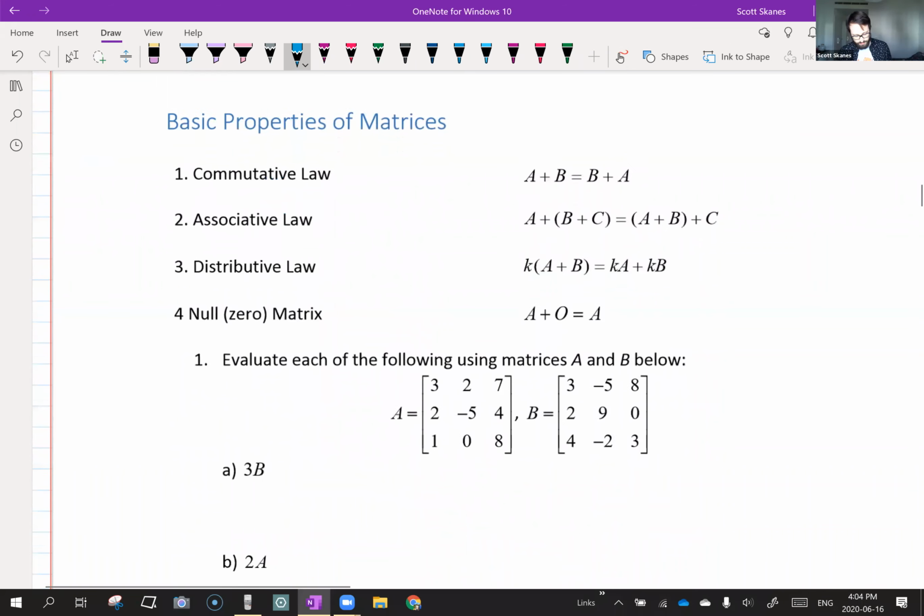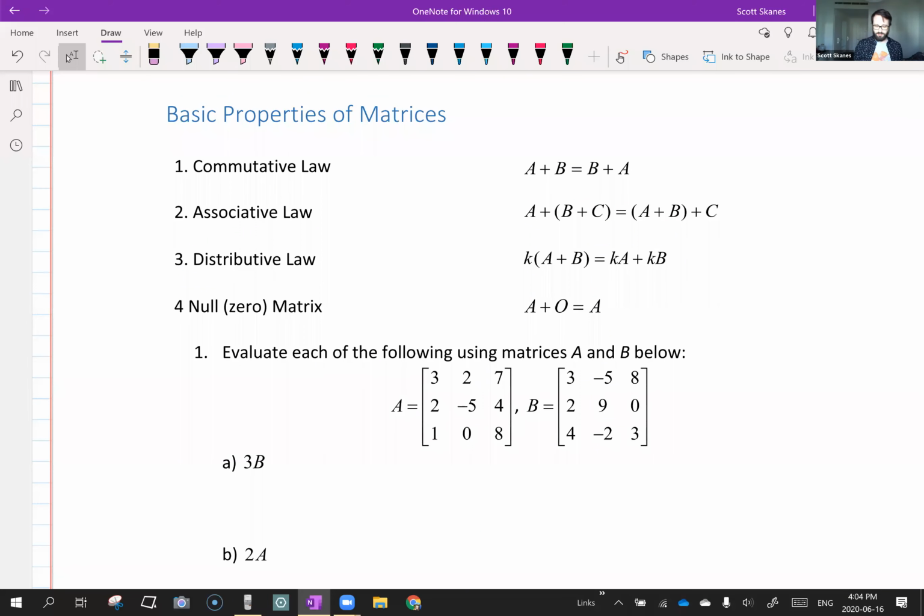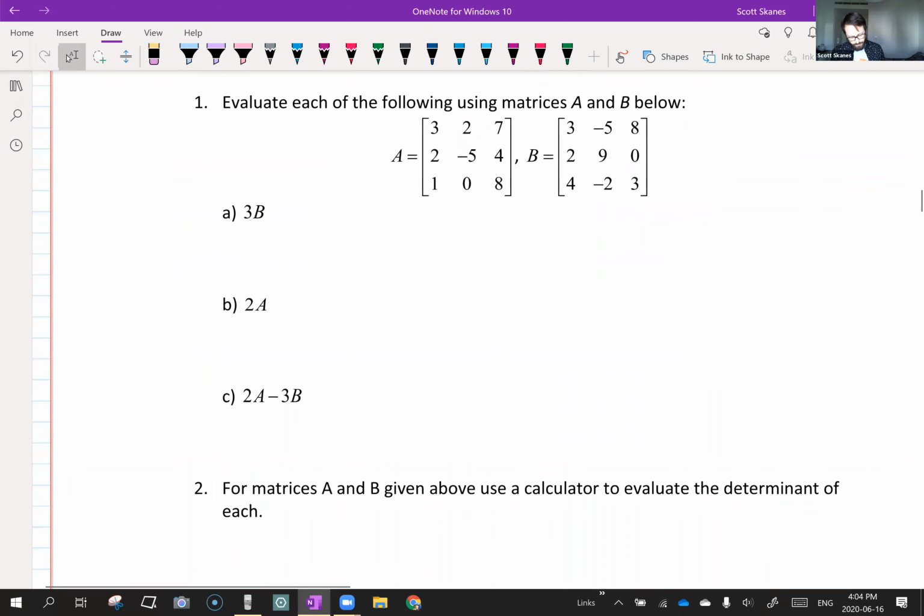What's the next topic? They have these fancy names: commutative, associative, distributive, null. But really all it's saying is that matrices essentially follow the same rules as regular numbers in a lot of ways. There are special cases, but just let me show you what I mean.